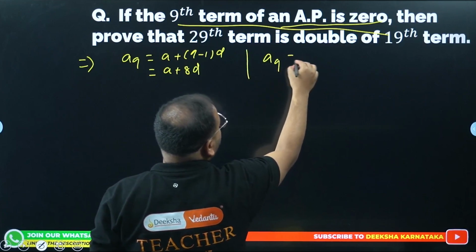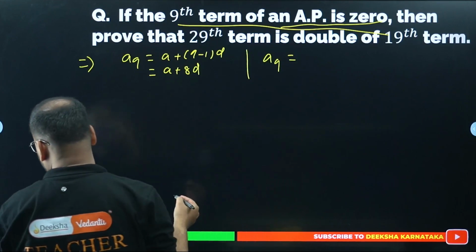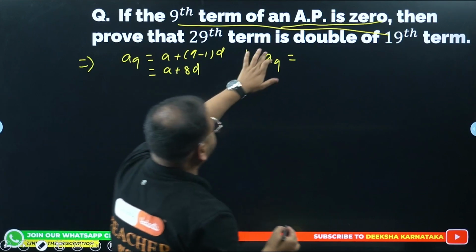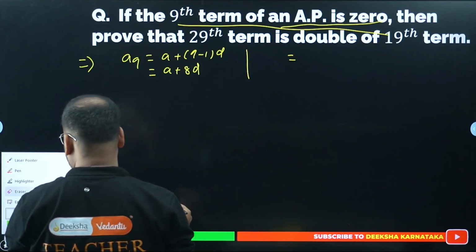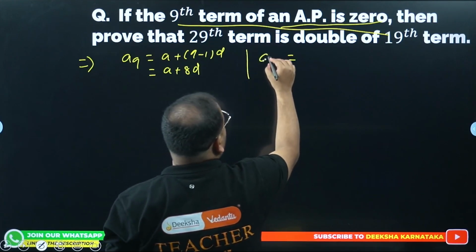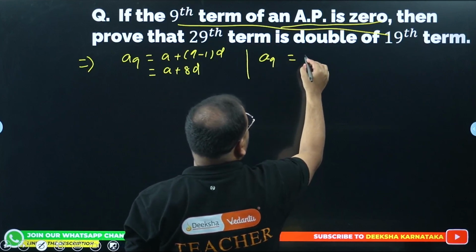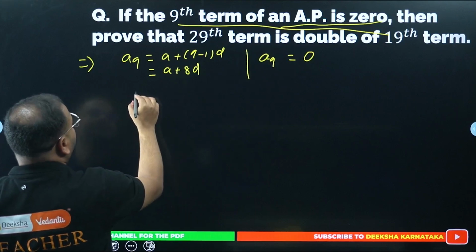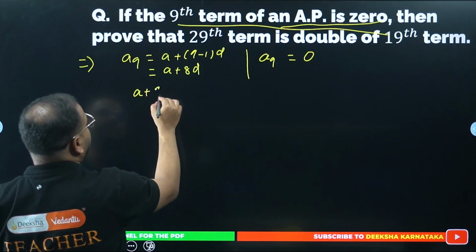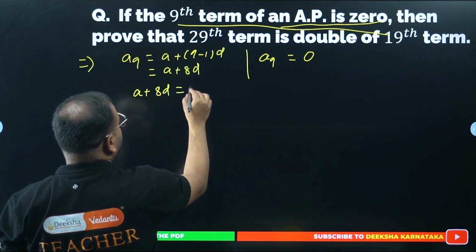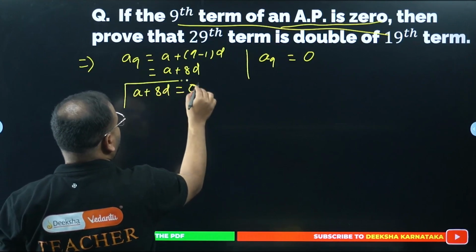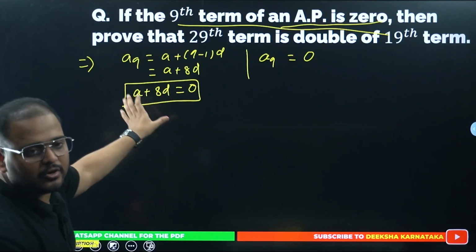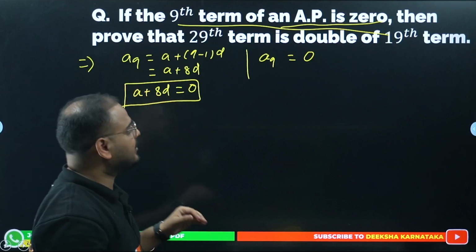That A9 is equal to, it is not 9. I hope you can see that. Let me erase it and rewrite it. It is my A9. This is nothing but 0. They have given that. So I can write here A plus 8d is equal to 0. The first statement is clear. Great.